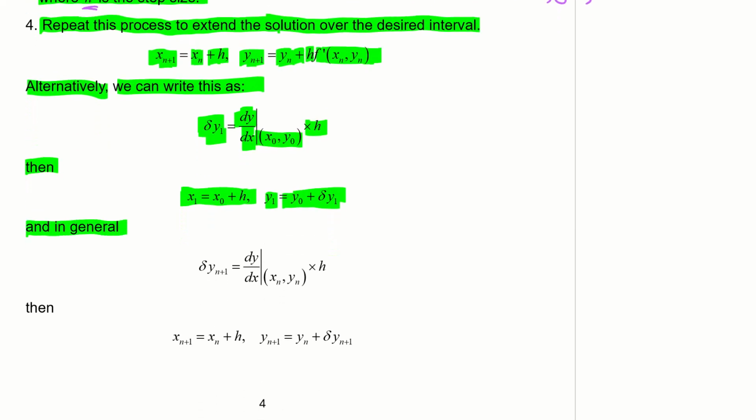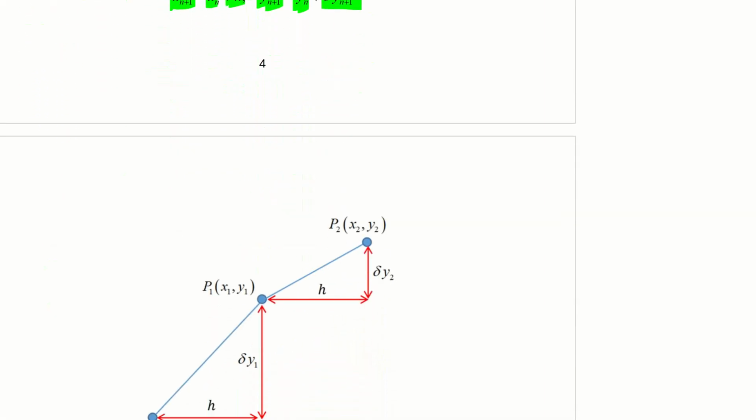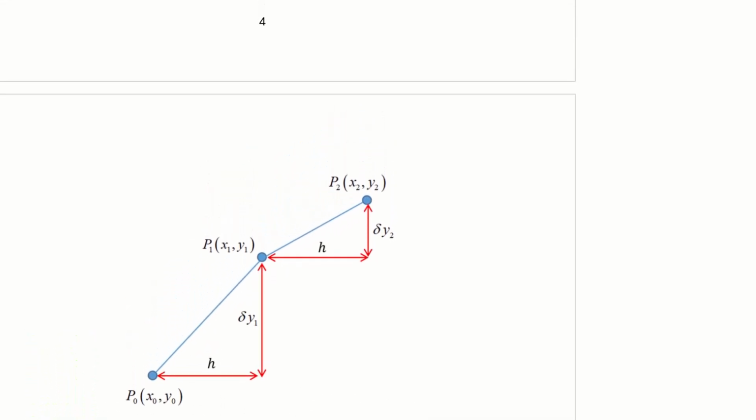In general, delta y n plus 1 is dy/dx evaluated at xn, yn times h. So that just means the next change in y is the gradient at the current point times the step, and then the next x is the current x plus h, and the next y is the current y plus the change. This diagram's a bit better than the one I just drew.